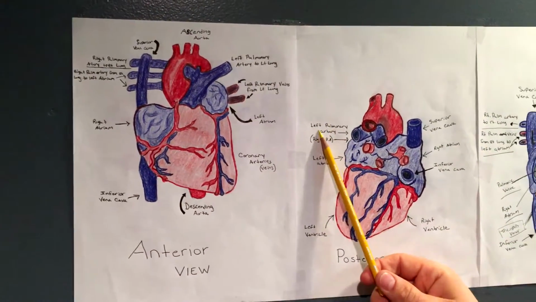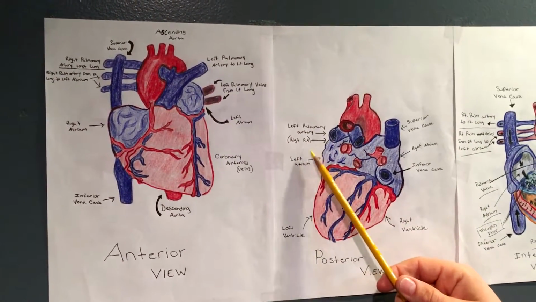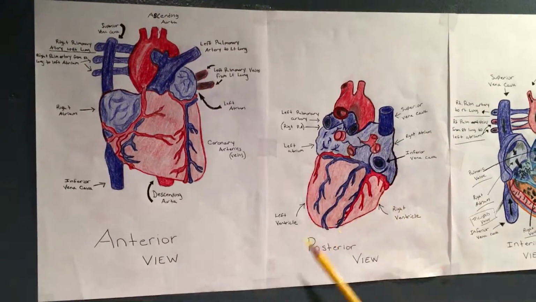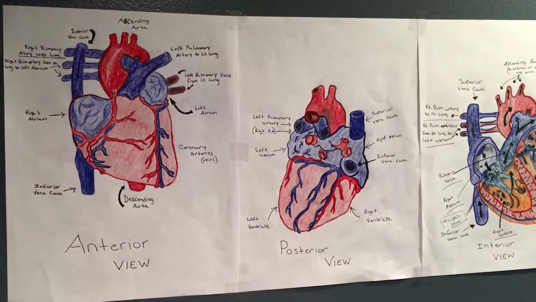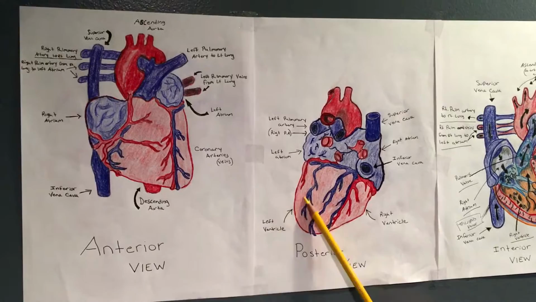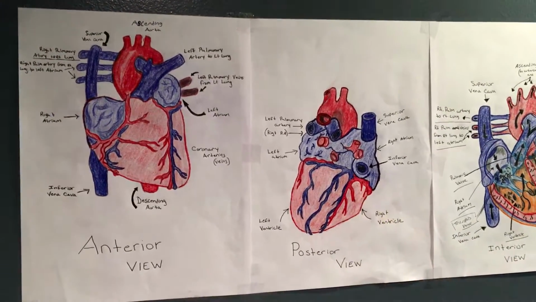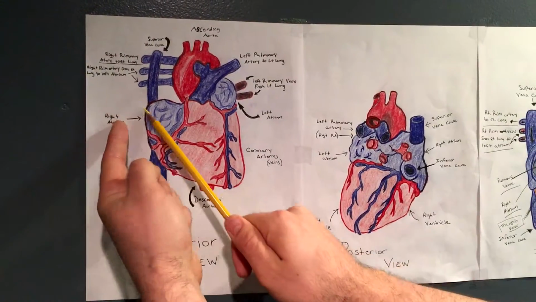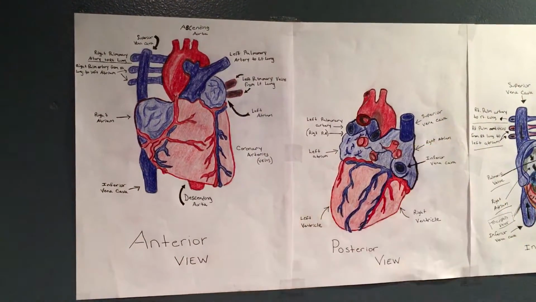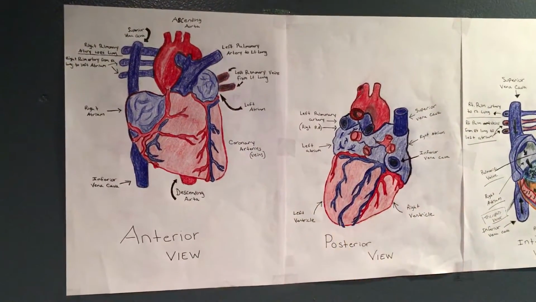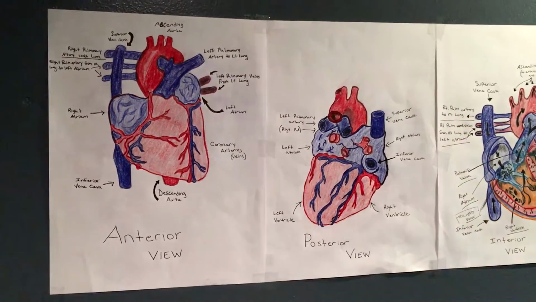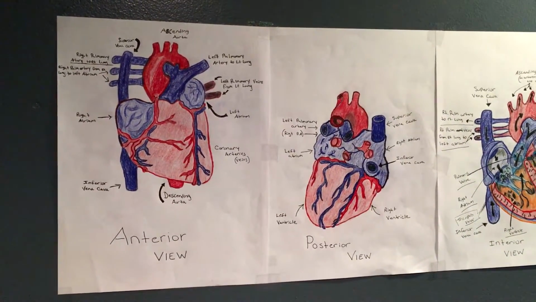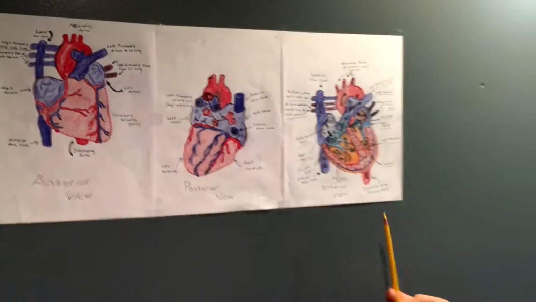Here we have your left pulmonary artery, okay, and your right pulmonary, so left and right. Here's your left atrium. We'll talk about these things here in a minute. Your left ventricle, your right ventricle. So basically, if this was flipped over here, you would see your right atrium. Flip it over. Here's your right atrium there, and so on. And then we just talked about the vena cava here. So let's move on over here to the interior view.